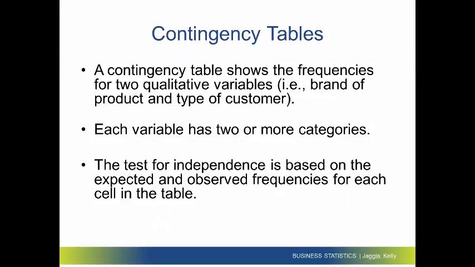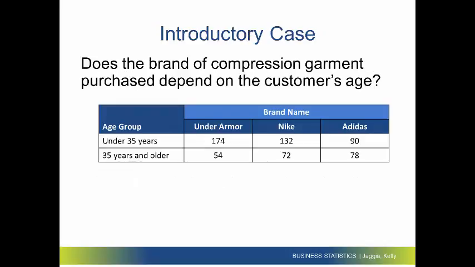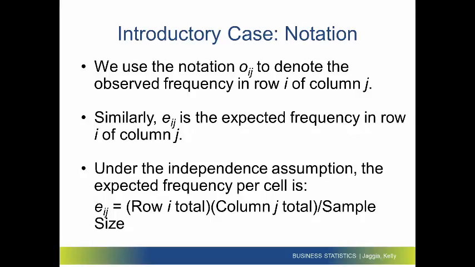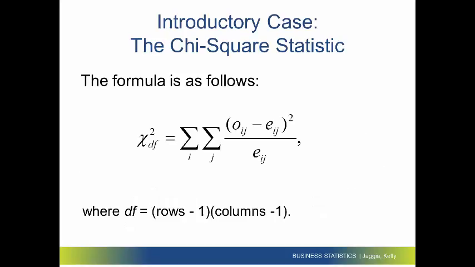The data for the chi-squared test of independence is normally displayed in a contingency table. Each variable has two or more categories, and the test of independence is based on comparing observed frequencies, so the data, to the expected frequencies. Here is the data again for this example. This is our observed data. Next we need to calculate our expected frequencies using the formula shown on the slide. E equals the row total multiplied by the column total and divided by the sample size.